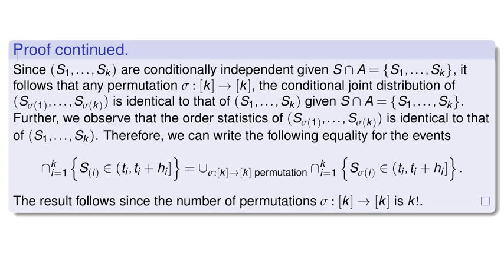The result for the joint density of the ordered statistics then follows because there are k factorial such permutations and each specific ordering, if the ti are already ordered, corresponds to one of these permutations of the underlying IID uniform variables. This concludes our discussion on the conditional distribution of points in a Poisson process.